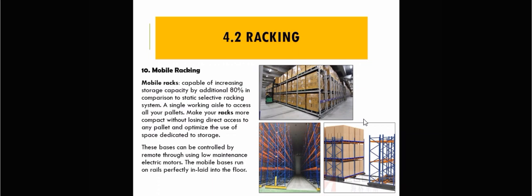The mobile bases run on rails perfectly inlaid into the floor. Okay, dia punya mobile base dia ni berfungsi dengan baik lah. Dia jalan ke atas dia punya rail lah. Okay, dia ada dia punya laluan dia. Okay, this is mobile racking. Advantage dia ni lah, 80% additional storage capacity. Alright, penambahan 80% ruang penyimpanan tambahan. Okay, so this is the advantage of mobile racking.